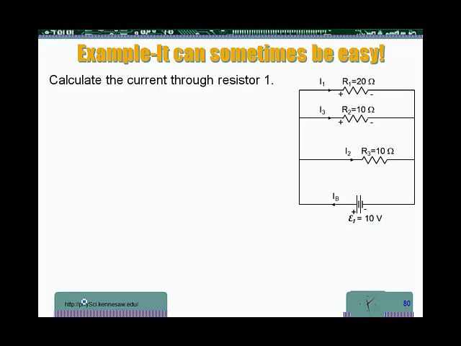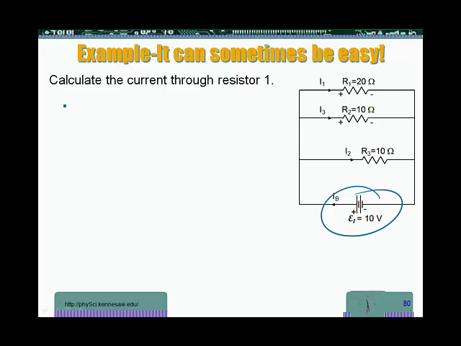Let's look at some other examples that we might face. For example, this one. And they're asking us to find the current through R1. This is an easy question because we have only resistors in parallel. And because they are all in parallel with the battery, with the supply.